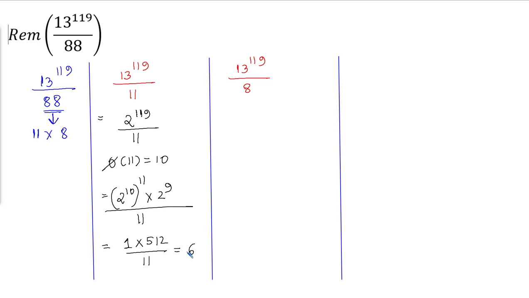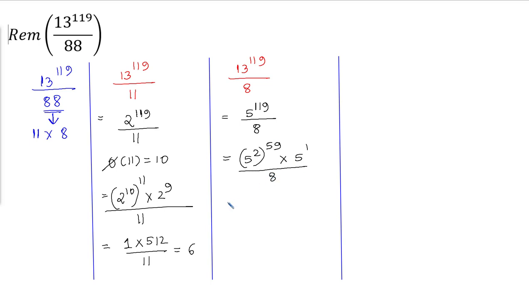If we divide 13 by 8, the remainder is how much? 5. So we can replace 13 by 5. So 5 to the power 119 divided by 8. Now over here we know that 8 3s are 24, and 5 square is equal to how much? 25. So what we'll do is we'll adjust 5 square here. So 5 square, bracket to the power how much? 59. 59 into 2 is 118, into 5 to the power 1 which is remaining, divided by 8.